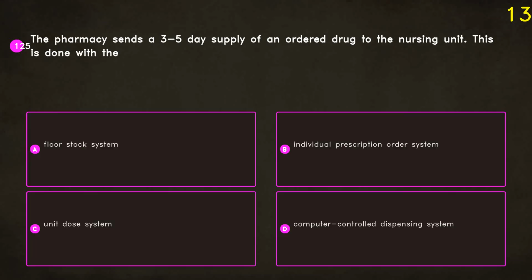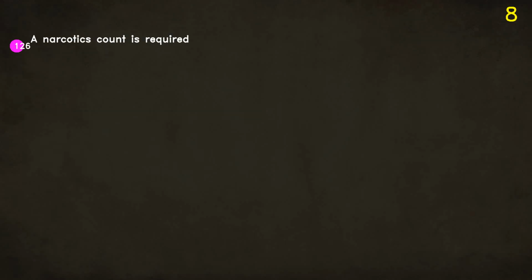Question 125. The pharmacy sends a 3 to 5 day supply of an ordered drug to the nursing unit. This is done with the A. floor stock system. B. individual prescription order system. C. unit dose system. D. computer controlled dispensing system. The correct answer is individual prescription order system.